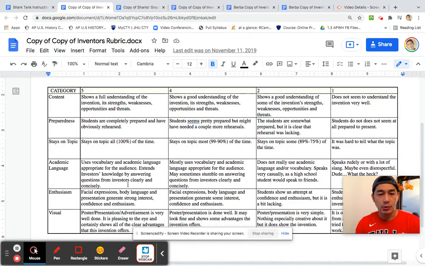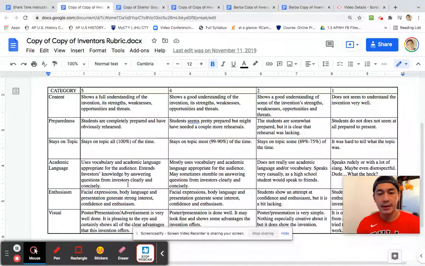Academic language: you want to make sure that you're using appropriate academic terminology during that time. You extend investors' knowledge by answering investors' questions clearly and concisely, so you're adhering to that roughly 10-minute time frame. More importantly, I want to feel that you've used the academic terminology stated in your textbook, but also go above and beyond that.